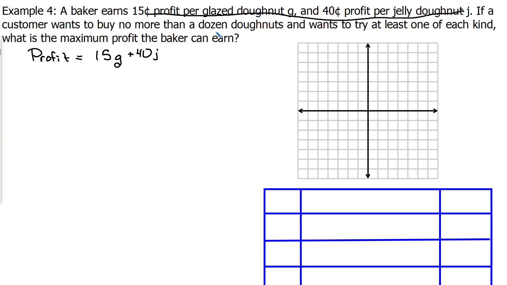Now, the customer wants to buy no more than a dozen donuts. A dozen is 12. So no more than means we want to buy less than, but we could also buy 12. So glazed plus jelly is less than or equal to 12. And the person wants to buy at least one of each kind. So that means that glazed is greater than or equal to 1, and jelly is greater than or equal to 1. And then we're going to choose our axes.